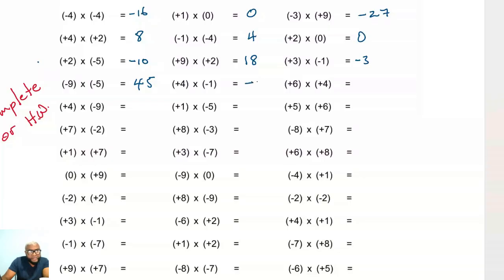Negative 5. And then negative 30. Four multiplied by negative 1 is negative 4, sir. Thank you, my brother. Next one.